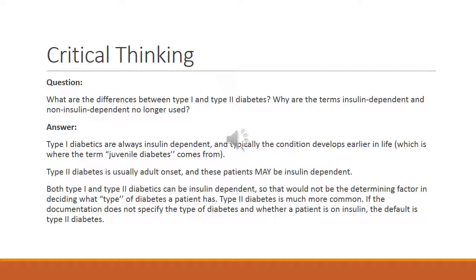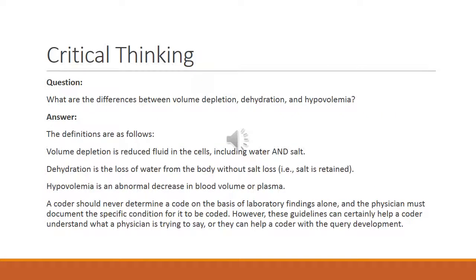Both type 1 and type 2 diabetics can be insulin dependent, so that would not be the determining factor in deciding what type of diabetes a patient has. Type 2 diabetes is much more common. If the documentation does not specify the type of diabetes and whether a patient is on insulin, the default is type 2 diabetes. Next question: what are the differences between volume depletion, dehydration, and hypovolemia?